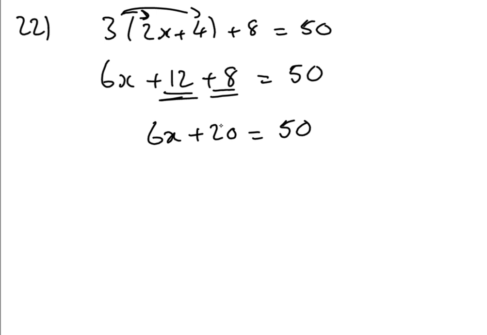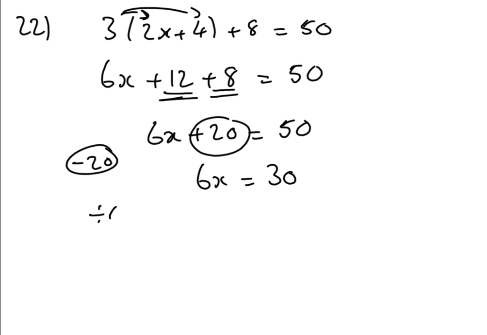That gives us 50. We're now going to remove our 20 and put it to the other side. So we're going to take 20, doing the opposite operation. So that gives us 6x then is equal to 30. And then dividing through by 6, we then get x is equal to 5.